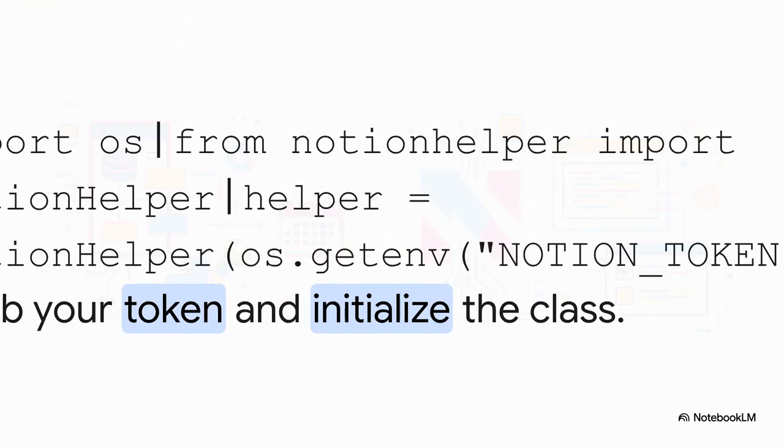All right, now let's jump back into the code. All you do is import the library, you'll grab that secret token you copied, and please, for security, use an environment variable for this, don't hard-code it, and you just pass it into the NotionHelper class. And boom, that's it. You are officially connected and ready to start automating.